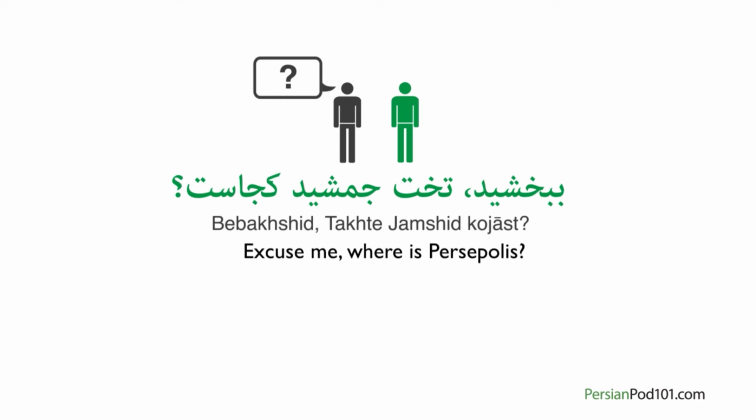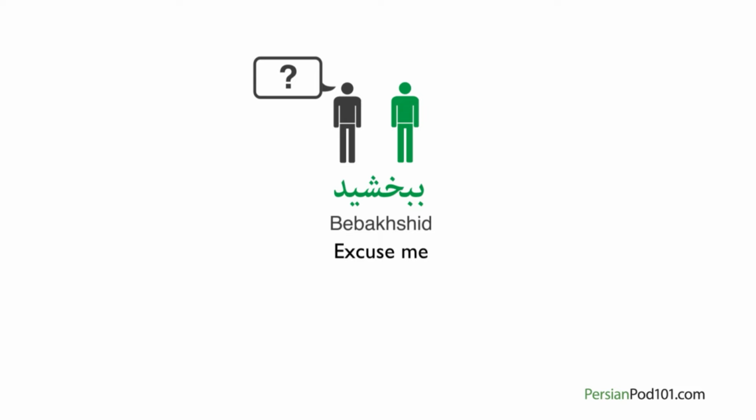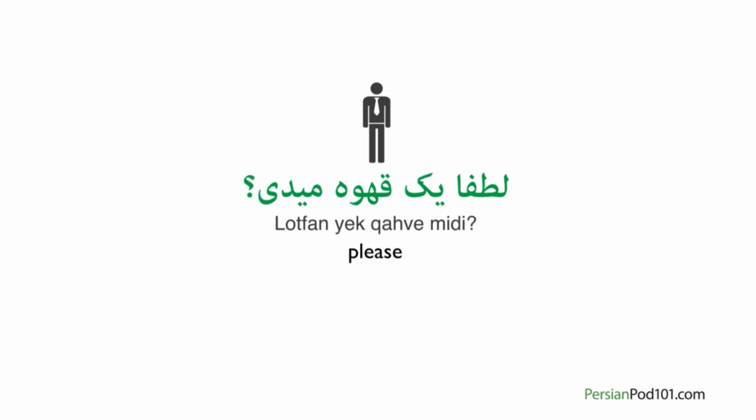Similar to English, there is no informal way to say excuse me in Persian. The meaning is already polite. Persian people just ask questions more directly when speaking to a friend. But to make it polite, you can add lotfan, meaning please, to the start or end of a phrase when asking for something. Lotfan yek qahve midi? Can you give me a coffee, please?